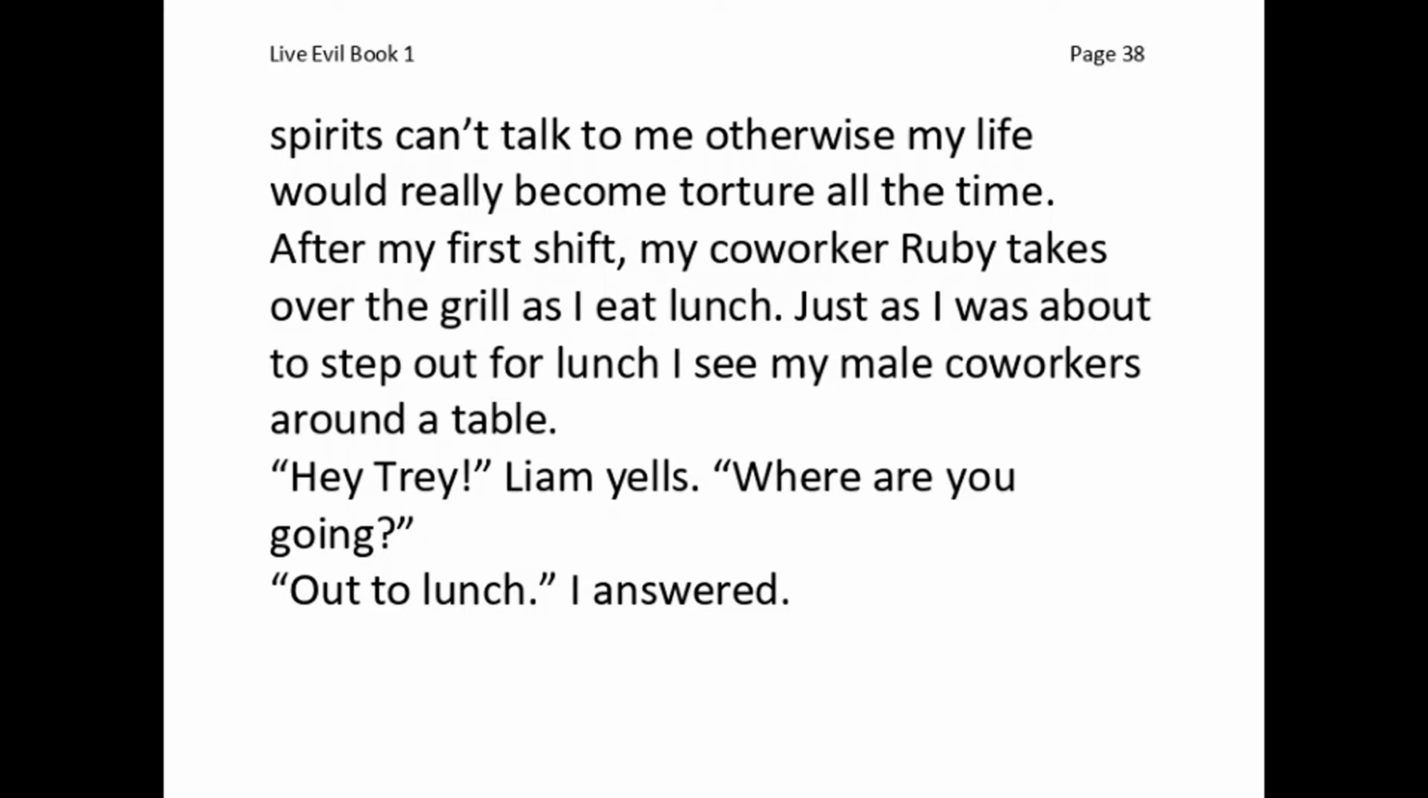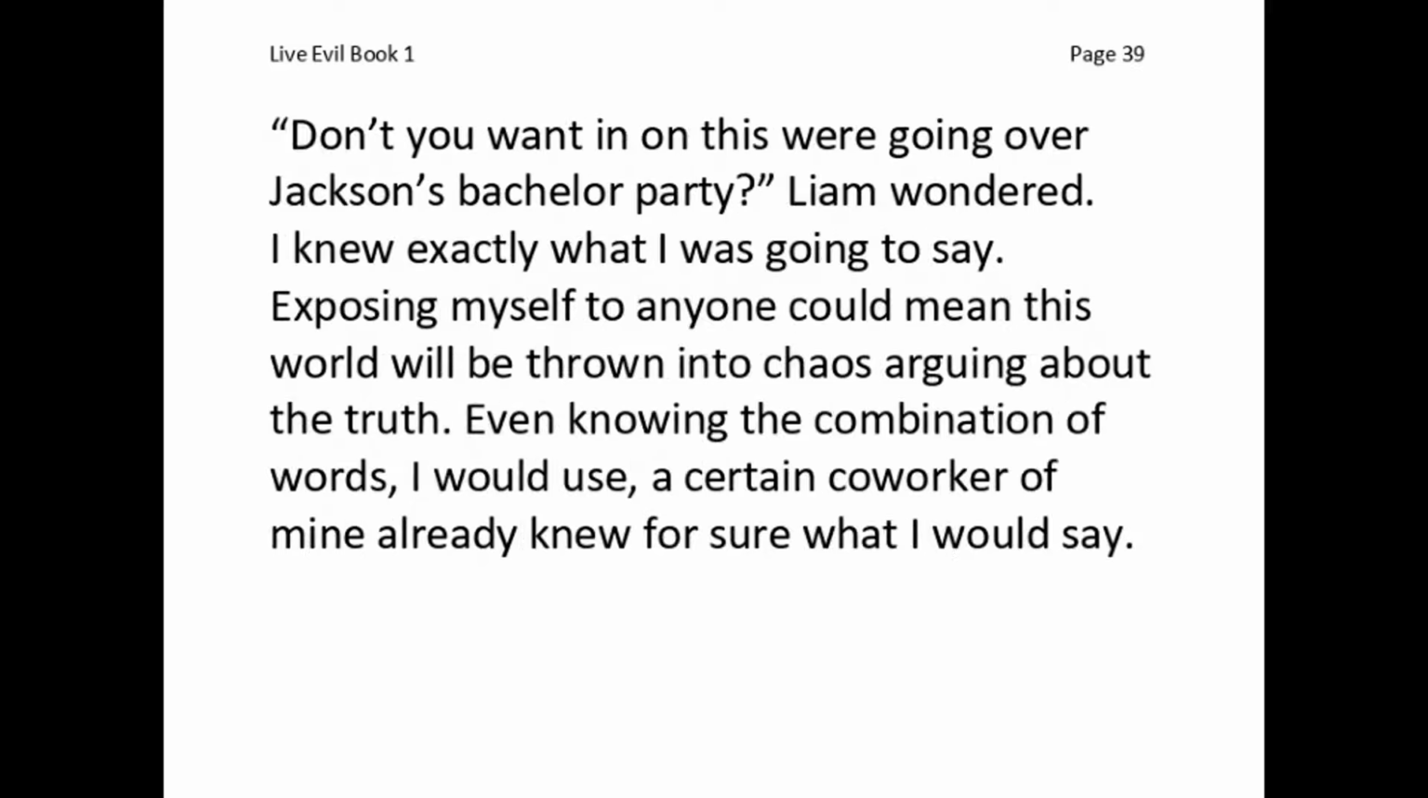After my first shift, my coworker Ruby takes over the grill as I eat lunch. Just as I was about to step out for lunch, I see my male coworkers around a table. Hey, Trey, Liam yells. Where are you going? Out to lunch, I answered. Don't you want in on this? We're going over Jackson's bachelor party? Liam wondered. I knew exactly what I was going to say.